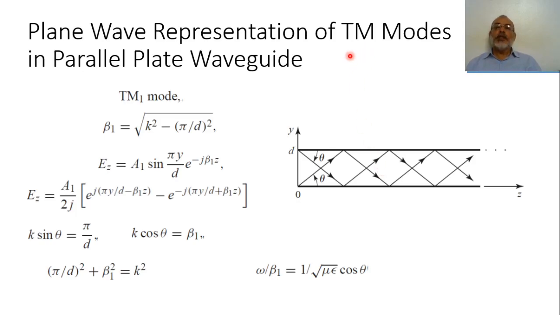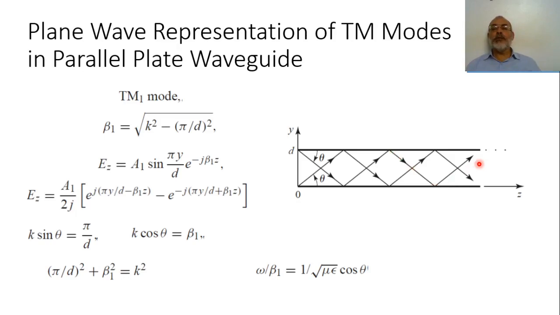So effectively, the TM1 mode can be represented as a combination of two oblique incident plane waves propagating with angle theta, such that these plane waves satisfy the boundary condition at each plane, which is that the tangential electric field is 0. So we have a plane wave with angle theta here, reflected here, reflected here, reflected here. On the other hand, we have another plane wave going in this direction.